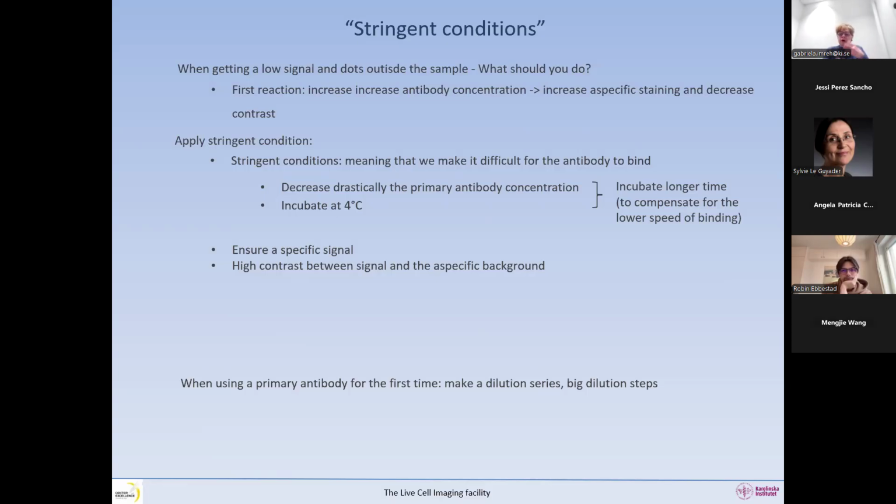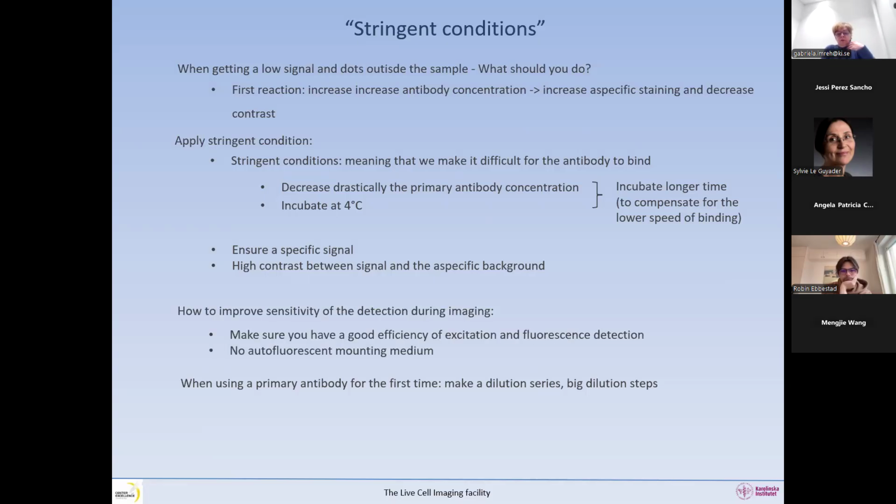So we can improve our signal first on the antibody side by providing the stringent conditions, but we can also improve the detection at the microscope. We can improve the sensitivity of the detection during imaging, also by making sure that we have a good efficiency of excitation and fluorescent detection, and that we don't have, for example, autofluorescence in our mounting medium.